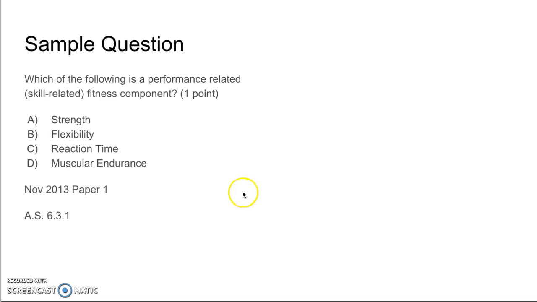So what works here? Remember, we're looking at skill-related fitness components. Well, if we remember our acronyms, make sure you use the acronyms that we learned. The best answer here is C, reaction time, right? The ABCs and the PRS.